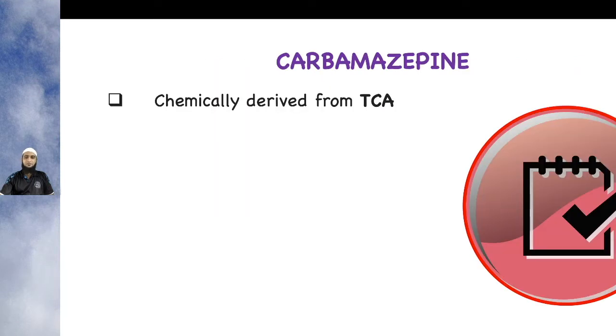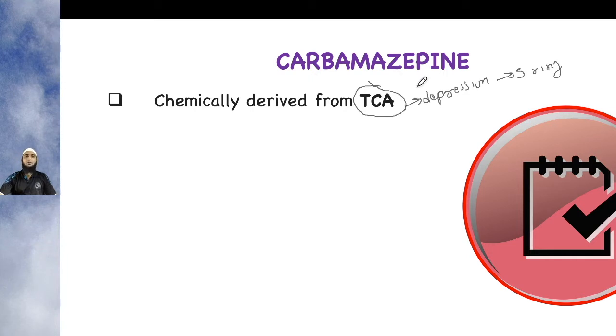Let's start with the first drug, carbamazepine. Remember that carbamazepine is chemically derived from tricyclic antidepressant drugs. TCAs are drugs used in the treatment of depression. A TCA consists of 3 rings, and when it is substituted with different groups, it leads to the invention of carbamazepine. Although carbamazepine is not a purely antidepressant drug, it was observed to have very good anticonvulsant activity.